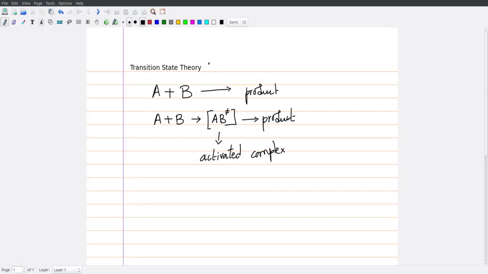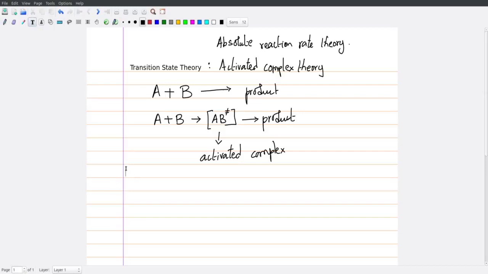Sometimes this transition state theory is also referred to as activated complex theory. Another alternate name for this is absolute reaction rate theory. Now let's look at some of the postulates or important points about this theory.